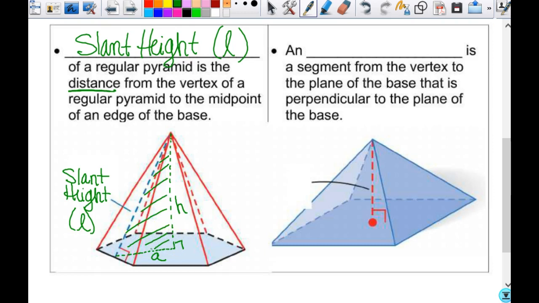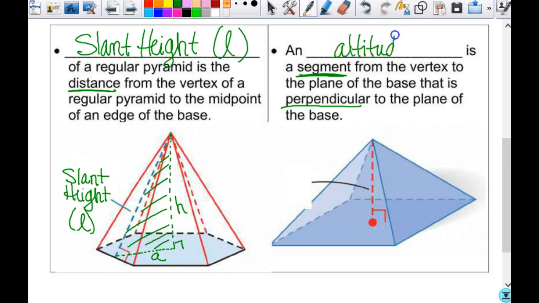Okay. All right, so the next one says blank is the segment from the vertex to the plane of the base that is perpendicular to the plane of the base. What is that? It's altitude. So why did you say altitude and not height? Because it says segment. Good. The altitude is the segment. The height is the length of the segment, just to get technical there, but we do use them interchangeably.